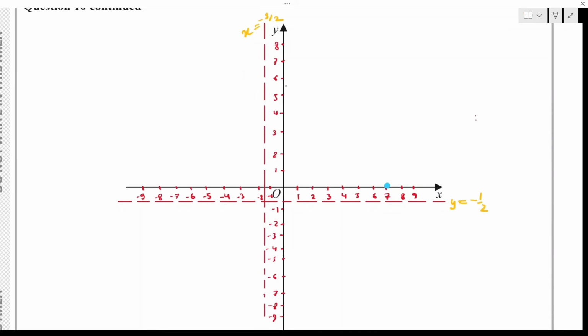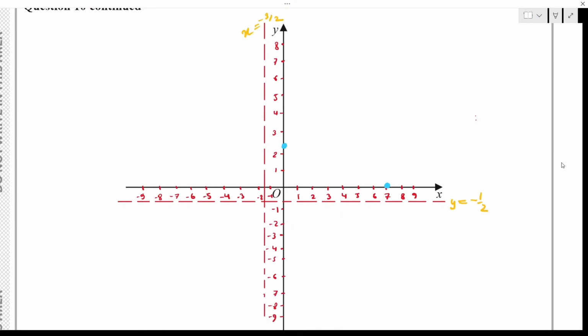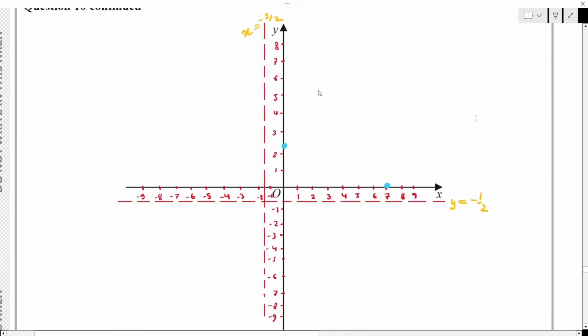Minor correction, we have (0, 7/3) as our point on the y-axis. So this will be 2.33, so our point will be here. So these are the intersection points with the coordinate axes. So we have the asymptotes, we have the points of intersection with the coordinate axes, and now we can draw the graph.